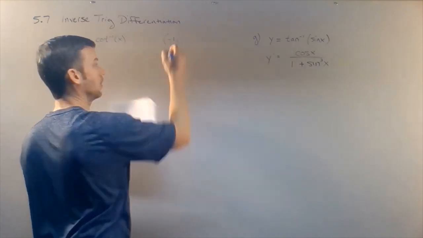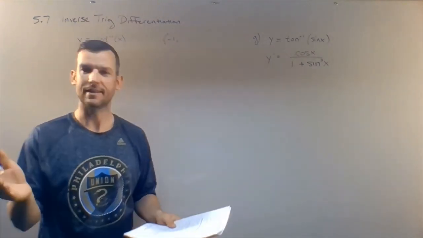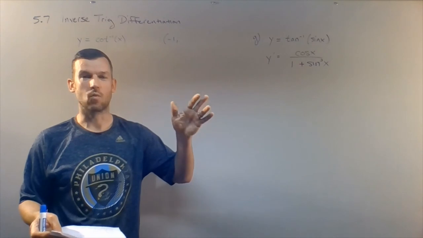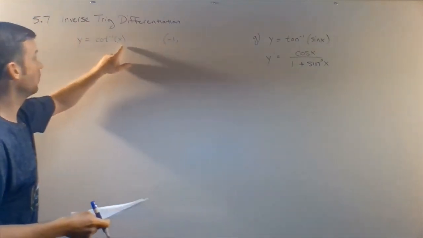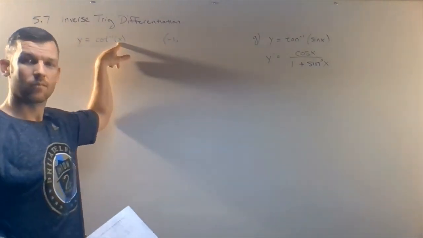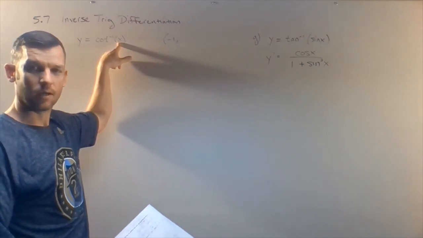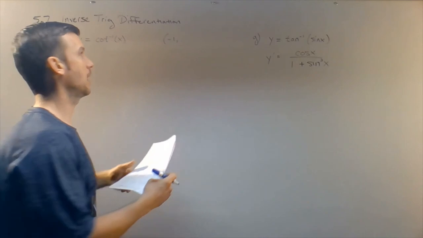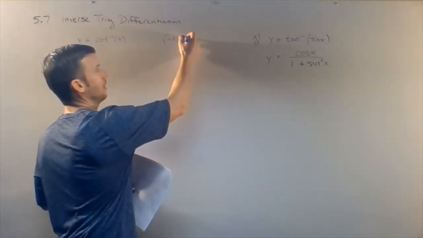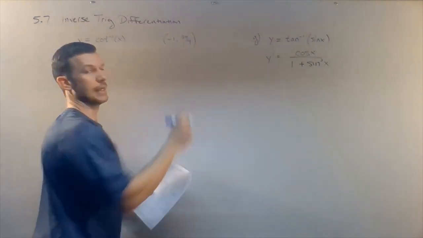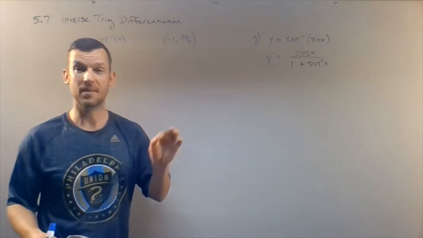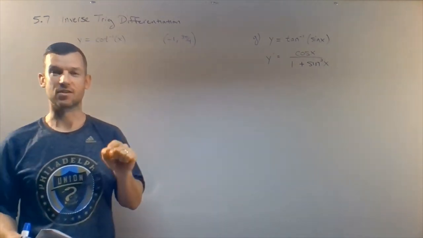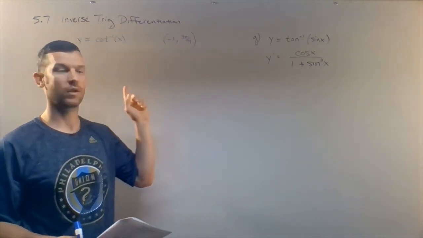All right, now when I write a tangent line, I need to know the x and the y. So if x is -1, okay, the arc cotangent of -1, the angle whose cotangent is -1, is 3 pi over 4. So that would be the y value. Now I have my x and my y. All I'm missing for my tangent line is the slope. The slope is found from the derivative.